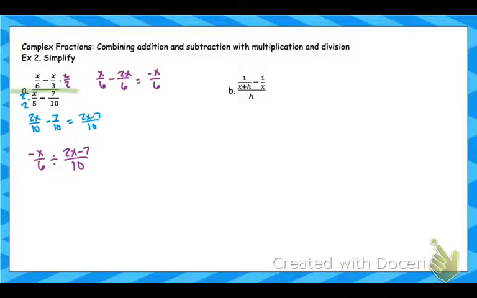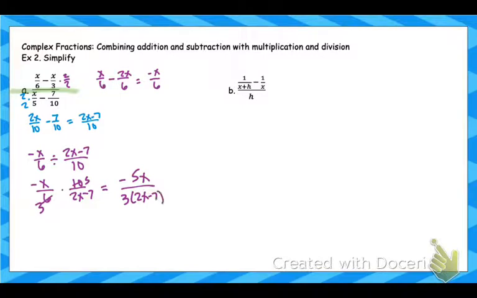So let's check for excluded values. At this point, there's none because my denominators don't have any x's in them. Dividing fractions, we flip the second and we multiply. And then if we look, there's really not much we can simplify here besides the 6 and the 10. So the 6 and the 10 can both be divided by 2. So I end up with negative 5x over 3 times 2x minus 7.